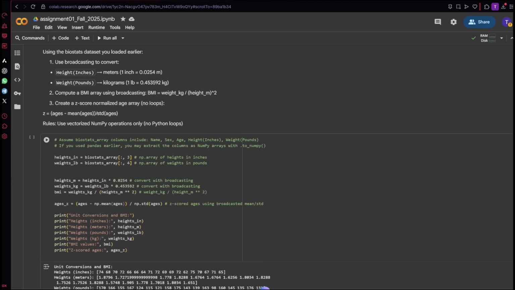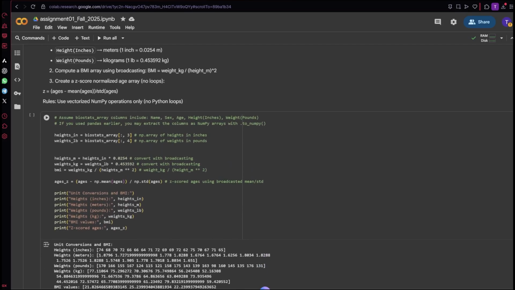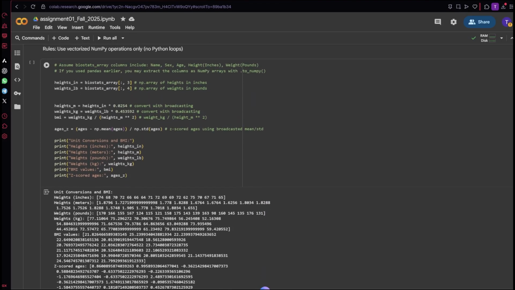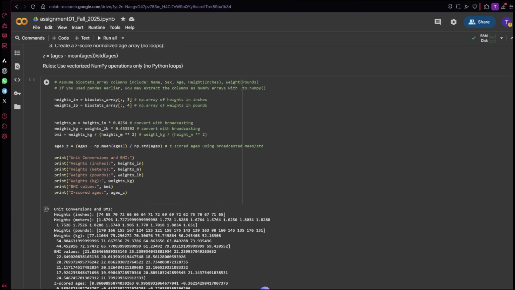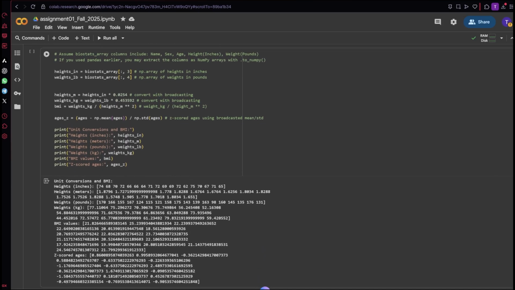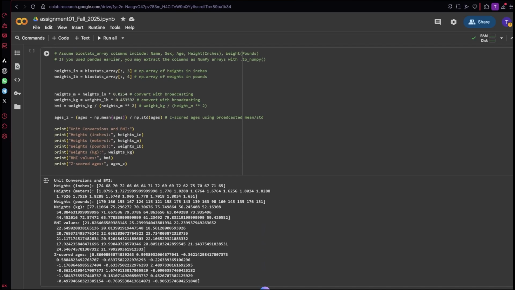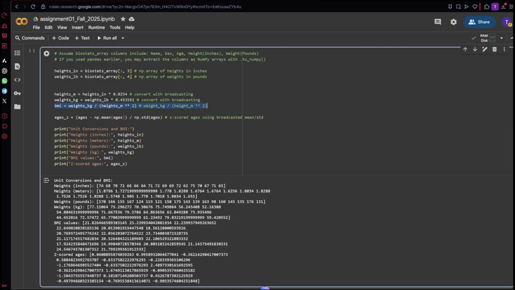So for section 5, NumPy broadcasting and vectorized operations. For unit conversion, I used heights in inches multiplied by 0.0254. Parameters are heights array and conversion factor. Broadcasting allows efficient array operations. For BMI calculation, I used weights divided by heights to the power of 2. Parameters are weights and heights arrays. This creates a derived feature that incorporates domain knowledge into our ML model.